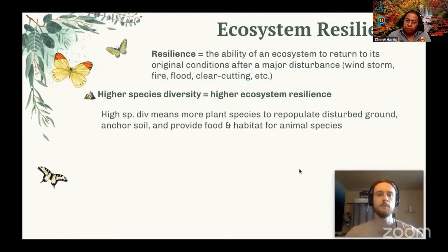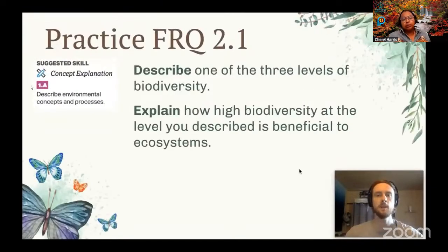Our practice FRQ for topic 2.1 today is going to cover the skill of describing an environmental concept or process. And I want you to describe one of the 3 levels of biodiversity, and then explain how high biodiversity at that level you described is beneficial to ecosystems.